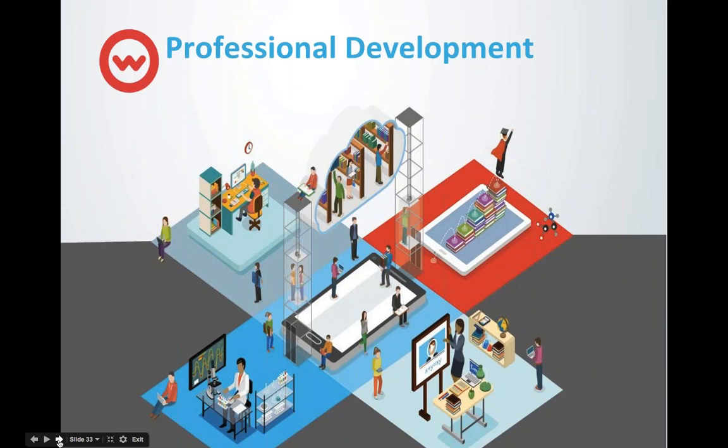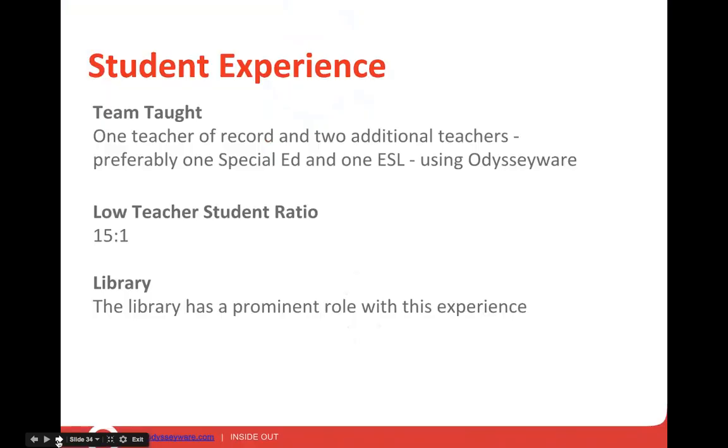And what I want to talk about here briefly is the professional development. So again, we want our student experience to be a team-taught experience. So one teacher of record, and 2 additional teachers, preferably one special ed and one English as a second language teacher, using OdysseyWare. Again, we want to keep our teacher-student ratio low to meet that goal, and we figure 15:1 is a good number to work with. And we also believe that our library should have a prominent role in our experience.